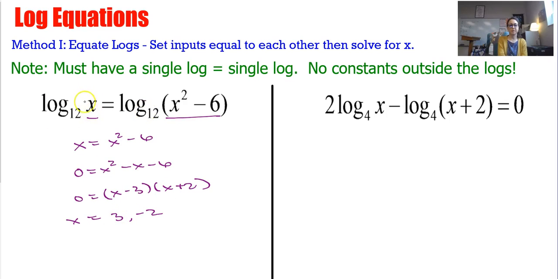So let's test 3. Well, if I put 3 in for x here, I get log base 12 of 9 minus 6, which is log base 12 of 3. So 3 works. I'm going to keep it.